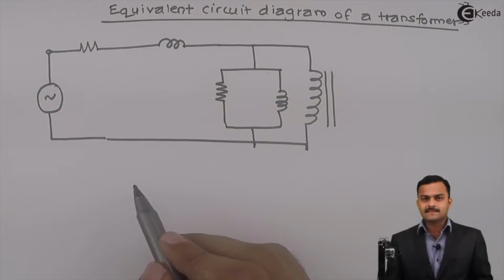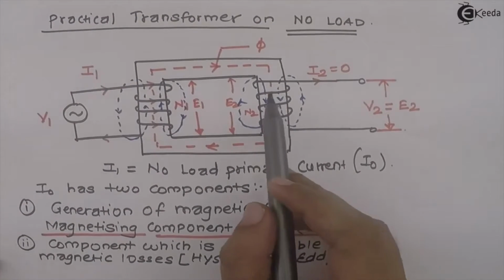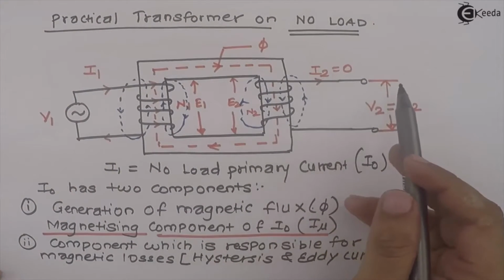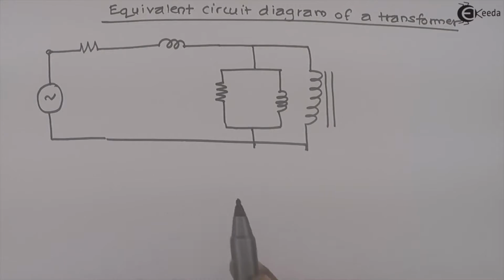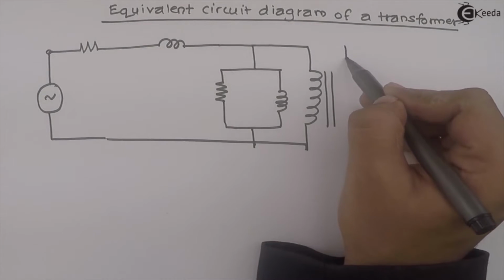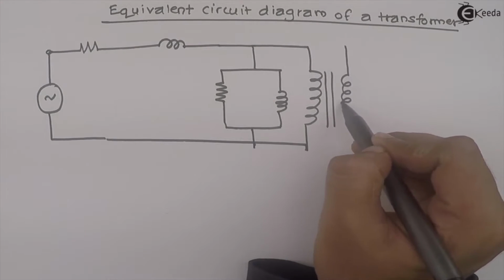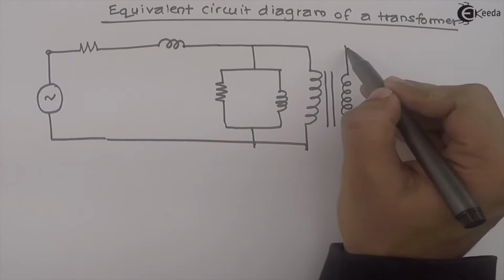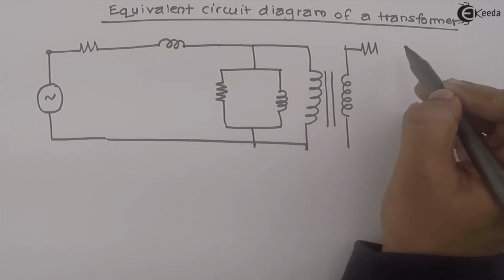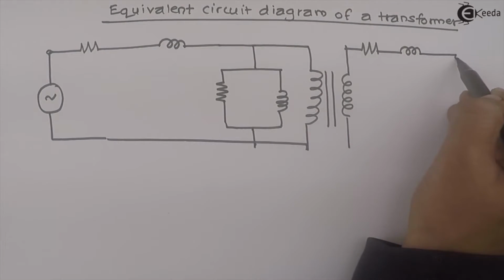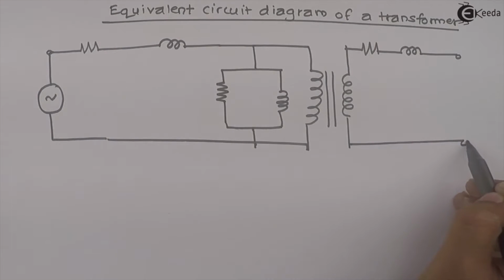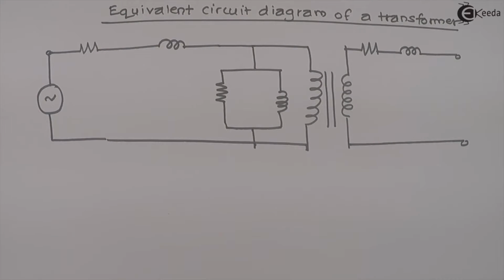Now at the secondary side, I am having this winding where resistance is present and some leakage flux, leakage reactance will be considered. So the secondary side, it will be secondary winding resistance and secondary side leakage reactance. So this is the equivalent circuit diagram at no load.